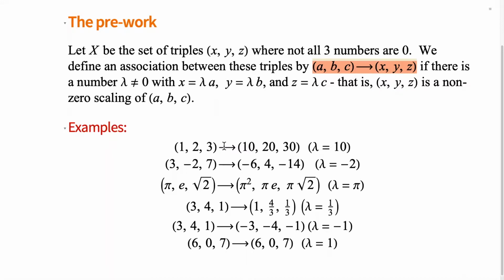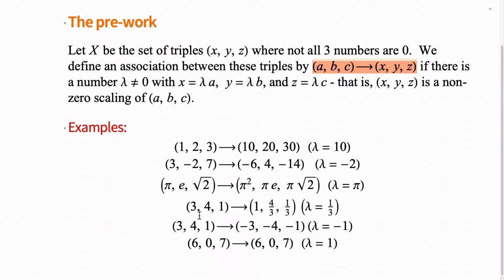That's because if you take 1, 2, 3 and multiply it by lambda equals 10, it scales up to 10, 20, 30. The triple 3, negative 2, 7 will be linked to the triple negative 6, 4, and negative 14. If you take these numbers and multiply them by negative 2, you'll get negative 6, 4, and negative 14. Slightly uglier example, the triple pi, e, and root 2 is linked to the triple pi squared, pi e, and pi root 2. Take these first coordinates here, multiply them by pi, you'll get exactly the second coordinates here.